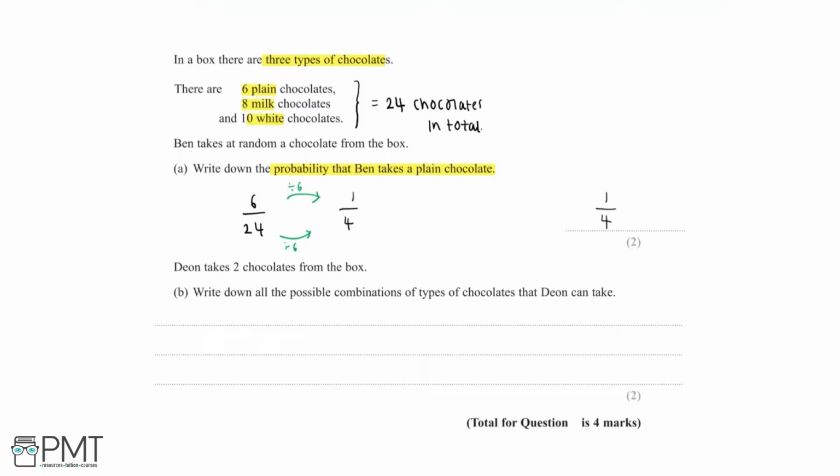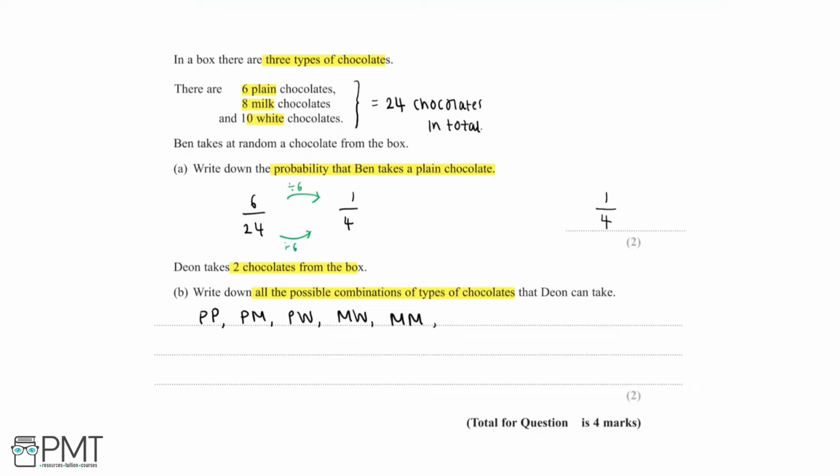Now in part B, we're told that Dion takes 2 chocolates from the box, and we need to write down all of the possible combinations of types of chocolates that Dion can take. He can take a plain chocolate and then a plain chocolate again, or he could start by taking a plain chocolate and then a milk chocolate, or a plain chocolate and then a white chocolate. But he could also take a milk chocolate first, and then a white chocolate, or a milk chocolate and then a milk chocolate again. And we're not going to do a milk chocolate and a plain chocolate, because we've already looked at plain and milk, which is the same thing in a different order.